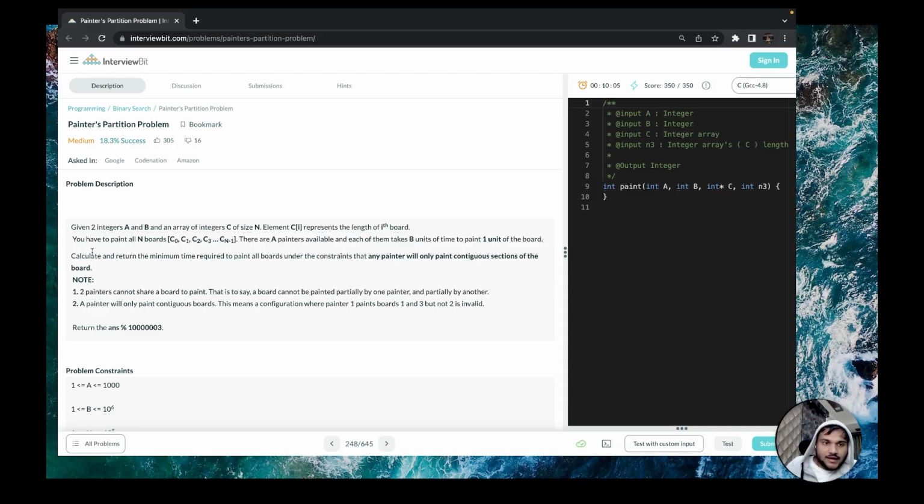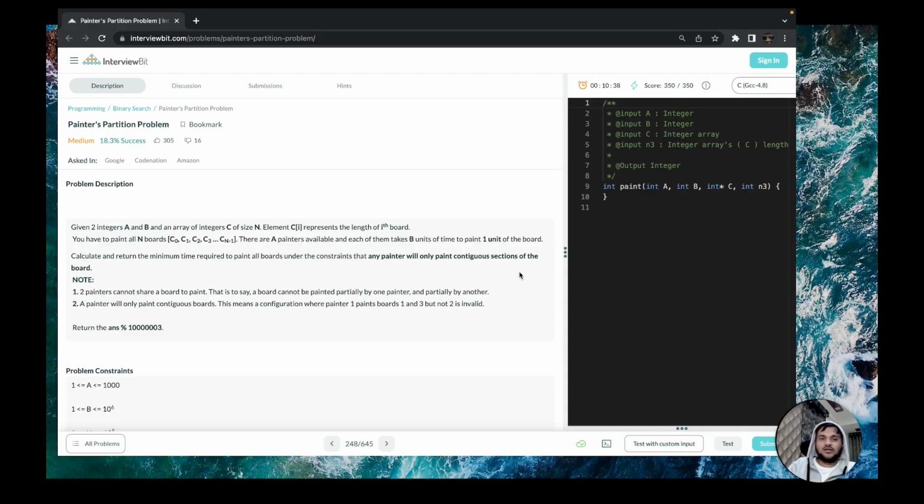You have to calculate and return the minimum time required to paint all boards under the constraint that any painter will only paint contiguous sections of board. So every painter is expected to only paint contiguous sections of board. It's not like you can paint the first board and then the 10th board. No, you have to paint only contiguous sections of board. If you have picked 1, then you can pick 2, then you can pick 3, but you cannot pick 5 if you have not picked 4.